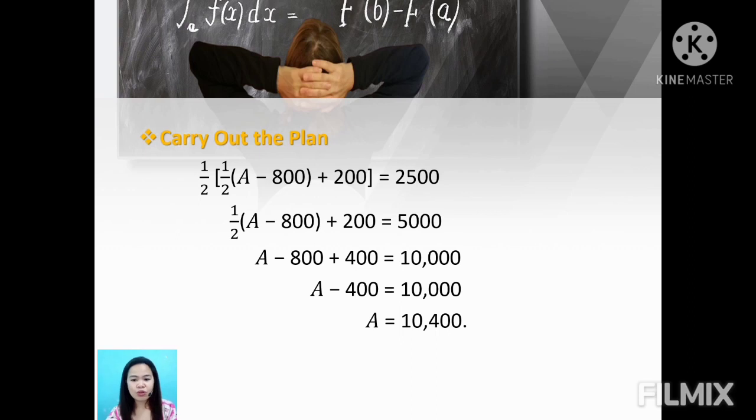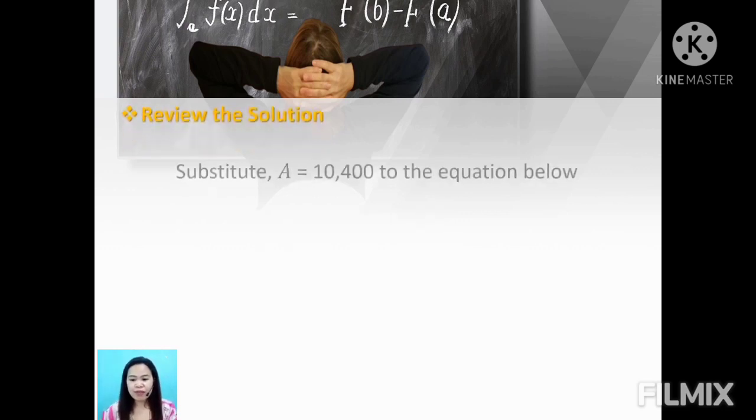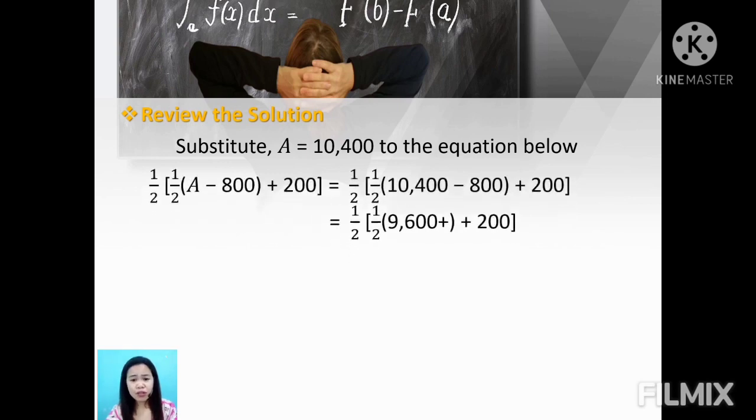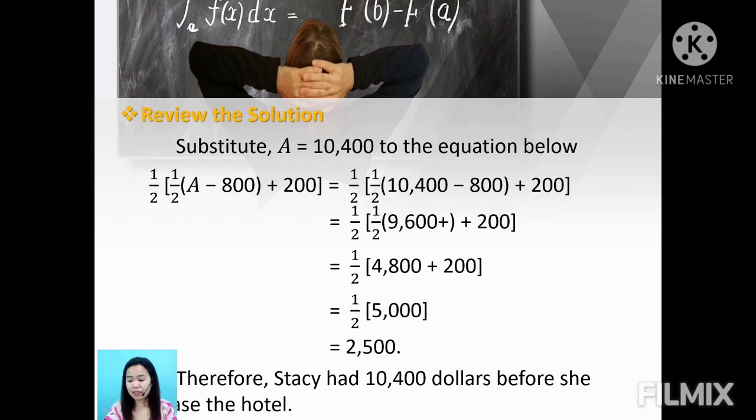Right? So, in reviewing, we will do the substitution method. We have our A is 10,400. So, we simplify that until we get 2,500. Therefore, Stacy had $10,400 before she purchased the hotel.